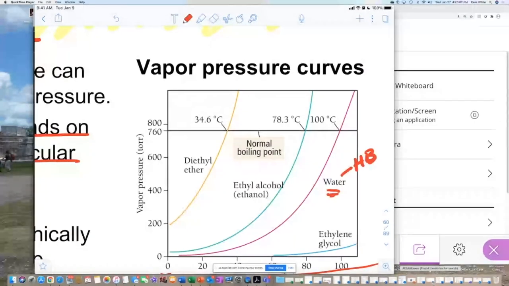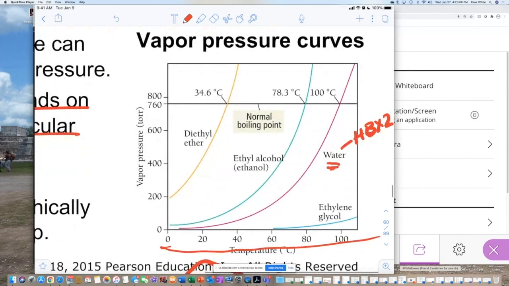Not only hydrogen bonds, it has two hydrogen bonds. So it's twice the amount of hydrogen bond. Hydrogen bond times two. So look at how much heat you have to apply to boil water. A lot. Ethyl alcohol only has one hydrogen bond. That ethyl ether only has dipole-dipole and London dispersion force, right?